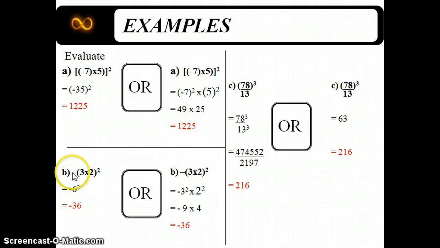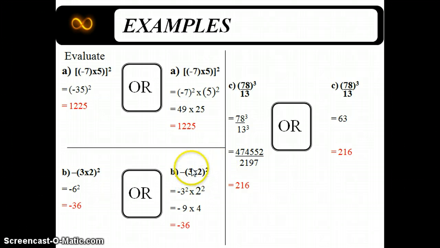Next question. Negative is on the outside, so we don't touch the negative all the way down. 3 times 2 is 6, and we're going to square it. Again, the negative doesn't get touched by the 2, so we're not going -6 times -6. We're going -6 times 6, which is -36. Or the negative's on the outside, so we're not going to bother with it.